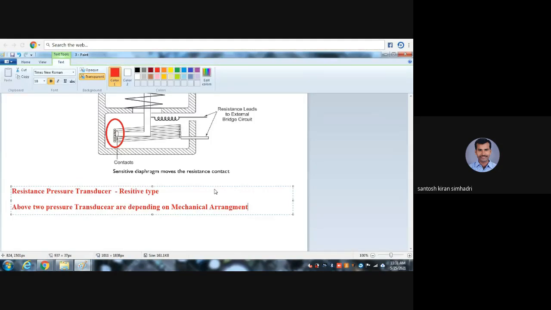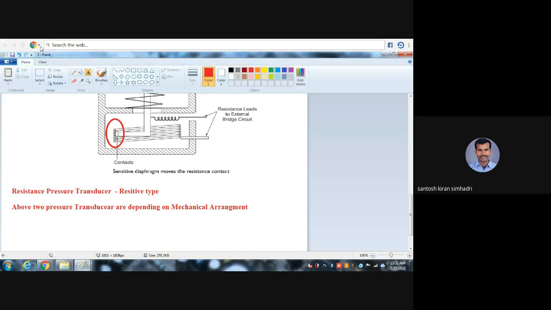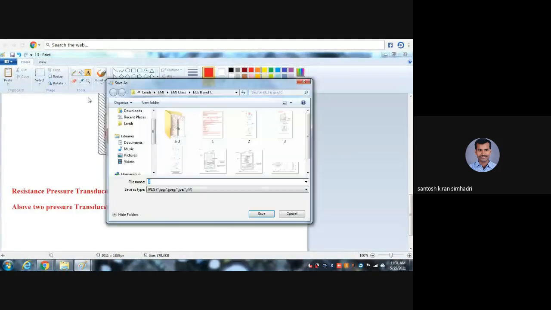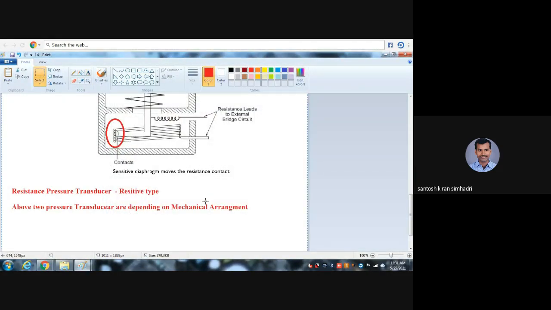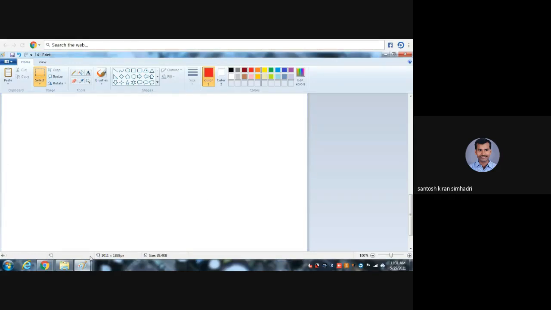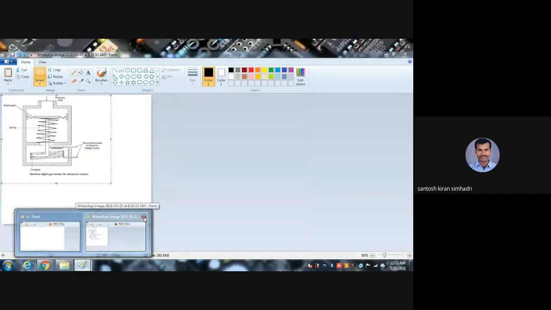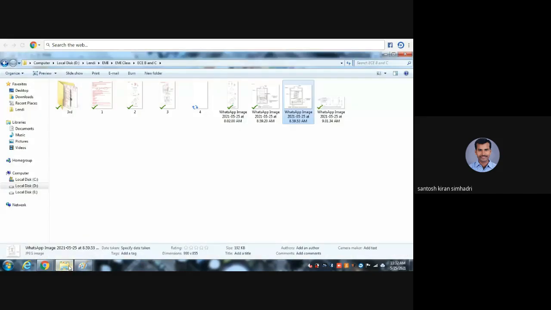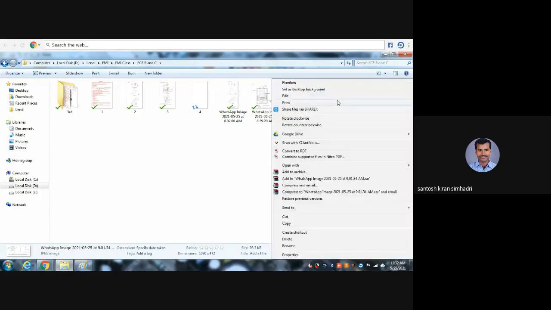These are the two pressure transducers depending on the mechanical arrangement. I will save this session and take one more, the force one. Within 3 minutes I will close the session. Give me some time. Thanks for your patience, you people did very well. I will save right now, then close this one. I will take the resistance position transducer. I can simply copy it, because these are all very important concepts.